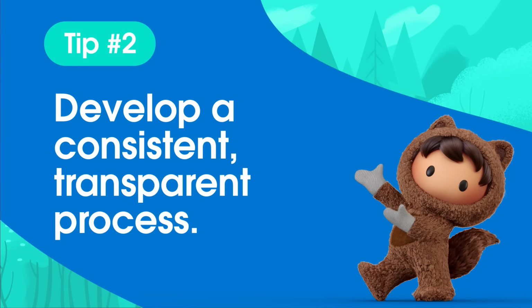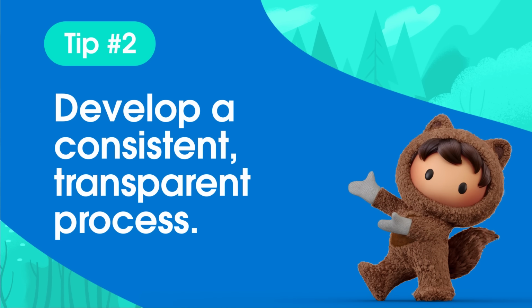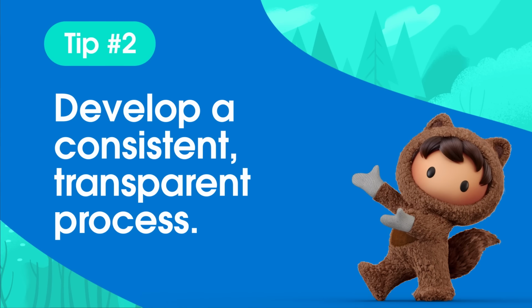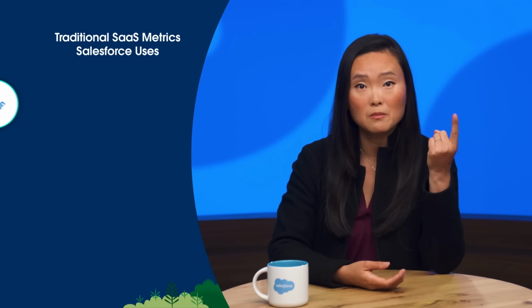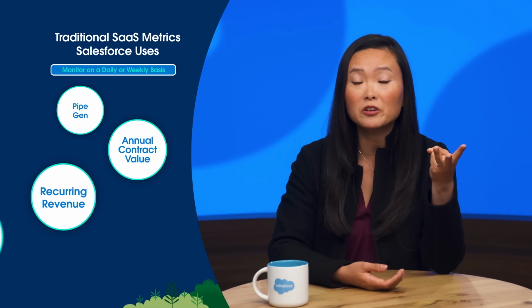Tip number 2. Develop a consistent, transparent process. To prepare an accurate forecast, an organization first needs to carefully define and align on the metrics that are most important to the health of the business. Because Salesforce is a subscription-based business, we measure pipeline generation, annual contract value or bookings, recurring revenue, and attrition. Of course, the metrics that work for our business don't necessarily work for yours, so start by agreeing on the measures that affect your business's outcomes.